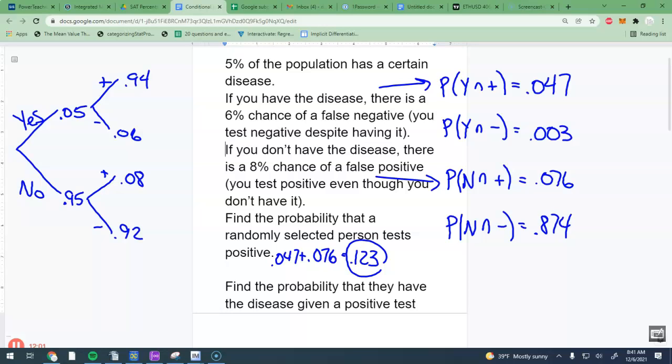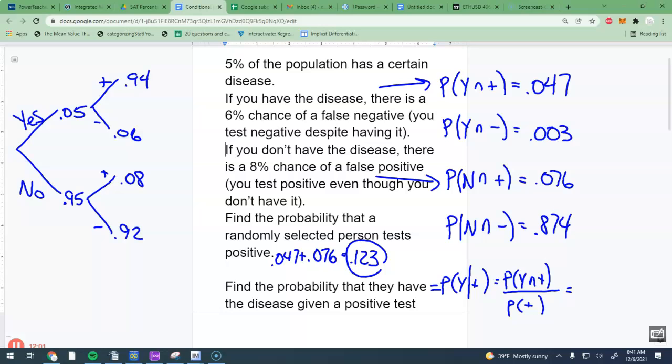So the second one, find the probability they have the disease given a positive test. Some of you guys did this the Venn diagram way. I think you're kind of stuck using the formula way for this question. So they have the disease, so yes, given a positive test. The formula for that is the probability of A given B is the probability of both divided by the probability of the thing that you know. So the probability of both would be the probability of yes and positive divided by the probability of the thing that you know. So the positive.